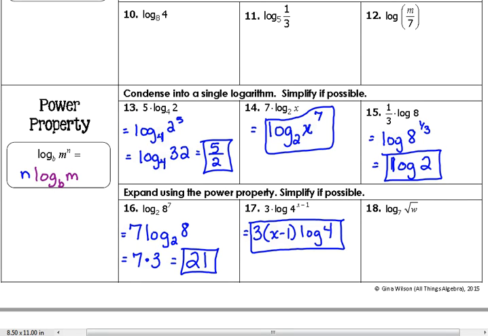Now, number 18, we got to do a little something before we can use our properties of logarithms. We've got to make that square root a power. So hopefully you remember that the square root is the same as the 1/2 power. That was a Math 2 thing. And so then we can move the 1/2 in front of the logarithm. So we get 1/2 log base 7 of W.